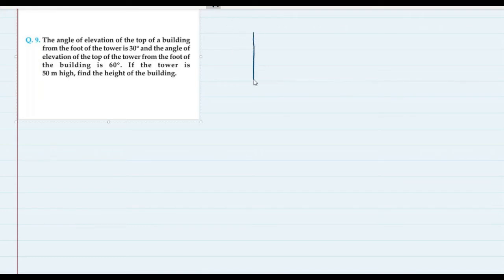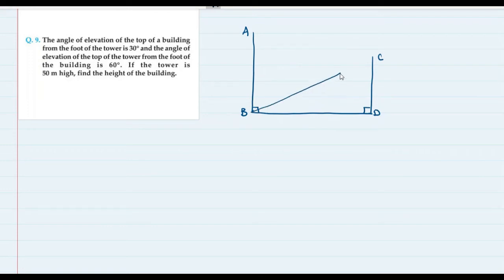So let's say this is the tower and this is the building. This is the ground. Both are making 90 degree with the ground. AB is the tower. CD is the building. Now what they are saying is angle of elevation of the top of a building from the foot of the tower is 30 degree. So this is the foot of the tower, and if you join it with the top of the building, the angle of elevation is 30 degree, and the angle of elevation of the top of the tower from the foot of the building is 60 degrees.